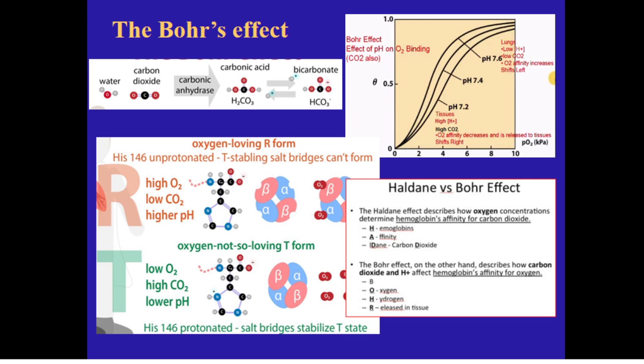Let's look at the action of the enzyme that is present inside of erythrocytes, carboanhydrase. This enzyme can convert water and carbon dioxide to carbonic acid and bicarbonate ion. And these are very important substances that will regulate the affinity of hemoglobin to oxygen.